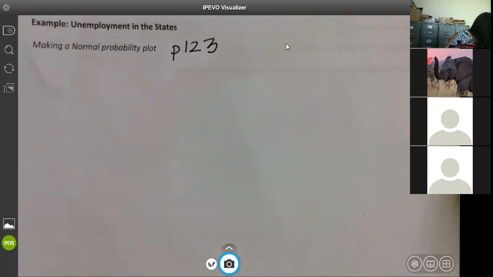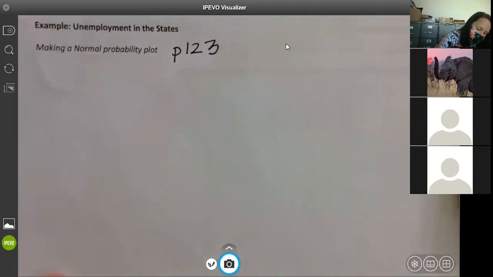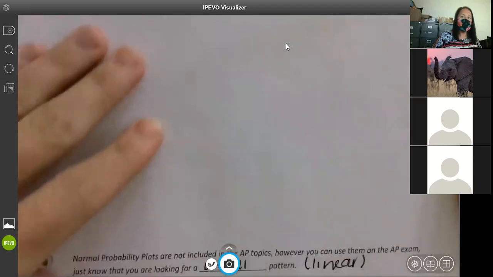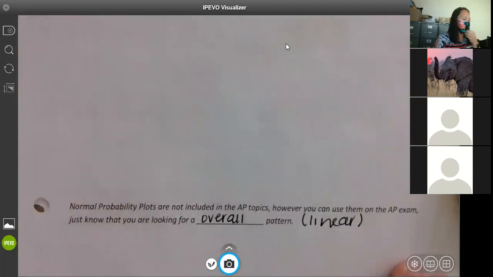And I'll explain it in just a minute. And it should be linear. Okay, so an overall pattern, it should be linear. We're going back up, but I'm going to explain them to you. And the only reason I need to explain these is because I think you have a question on your homework that deals with these. So here's what you're looking for.